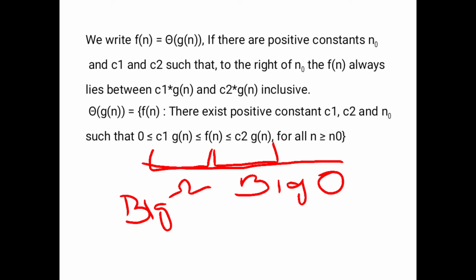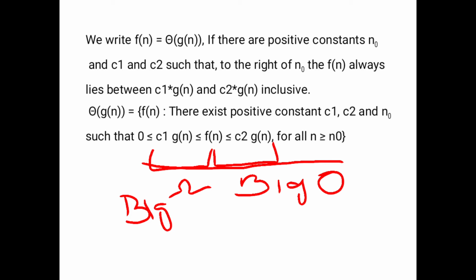Then we use a mathematical example, that means we take a polynomial example, to prove this condition. Okay, what is the condition? f of n is greater than or equal to c1 g of n and less than or equal to c2 g of n.